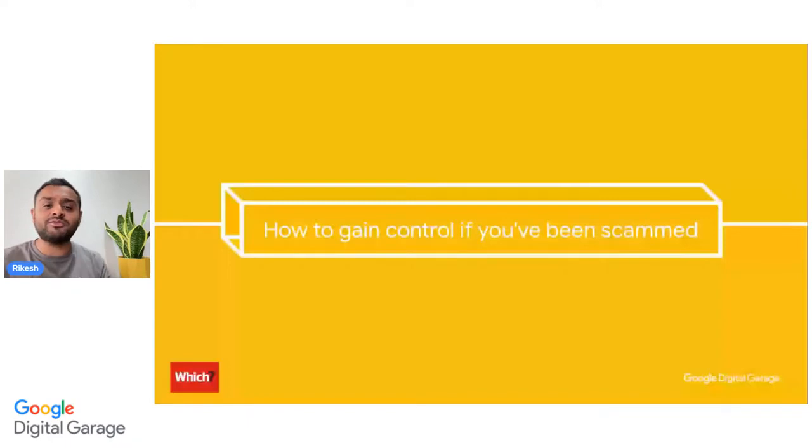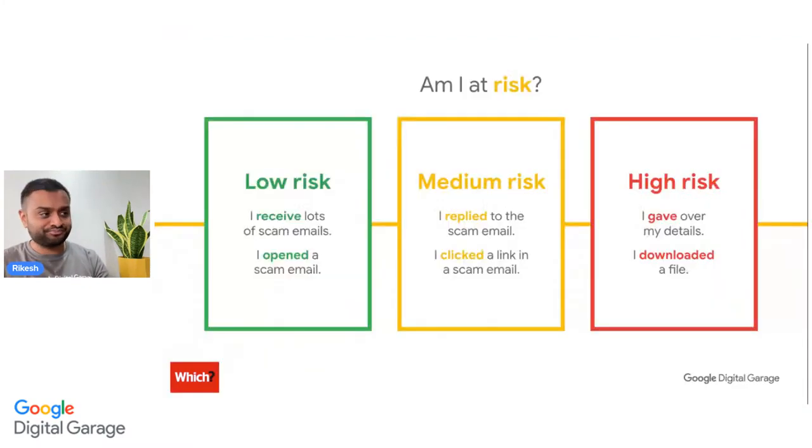So let's round off this session by looking at what we do if we've been scammed or we think we've been scammed. How do we actually gain back control? Because that's the biggest thing when it comes to security and safety. It's all about being in control. We want to be in control of our information that's out there. Essentially, we want to make sure that nobody else is getting hold of that information unless we're giving it to them, and making sure that it's not getting into the wrong hands of the likes of scammers as well.